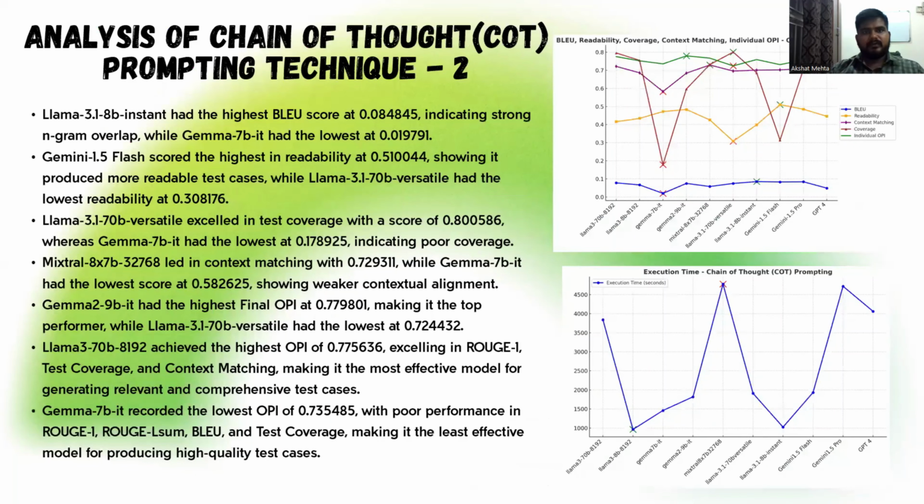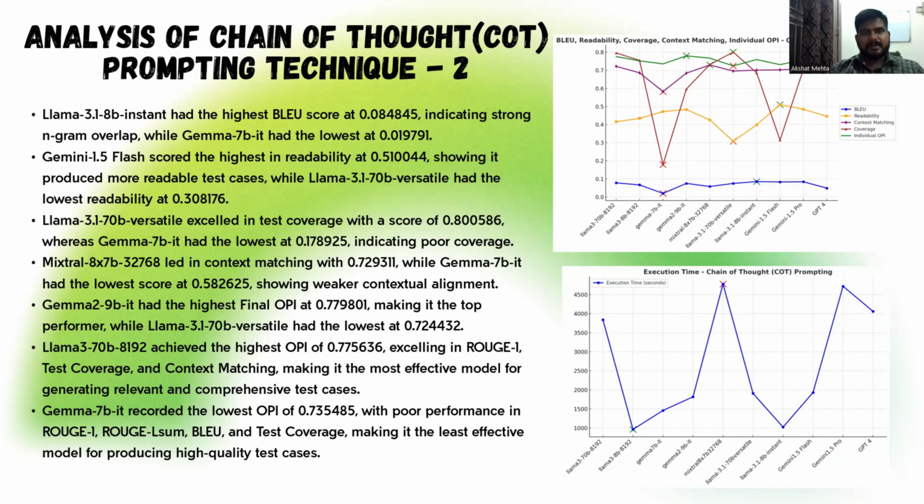Starting with the BLEU scores, Llama 3.1 instant led with 0.8084845, showing strong word alignment, while Gemma 7B scored the lowest at 0.019791, indicating weaker alignment.